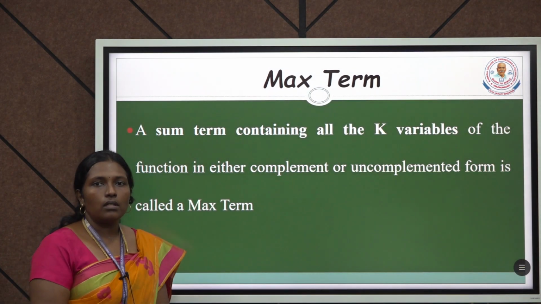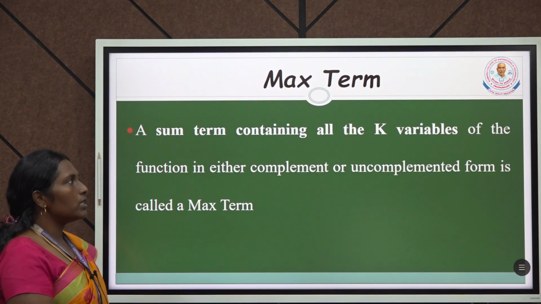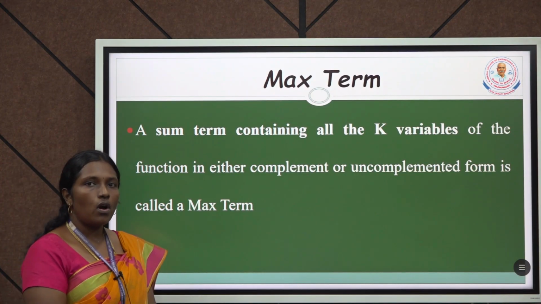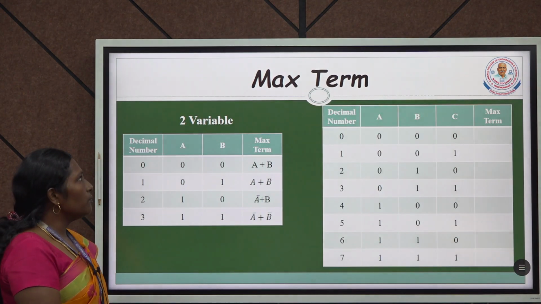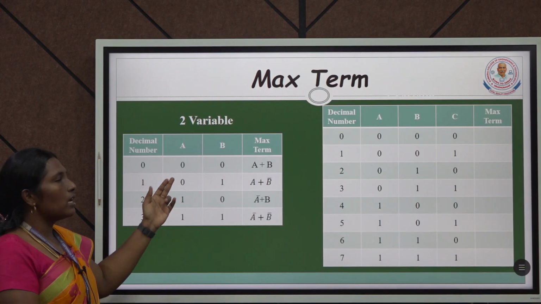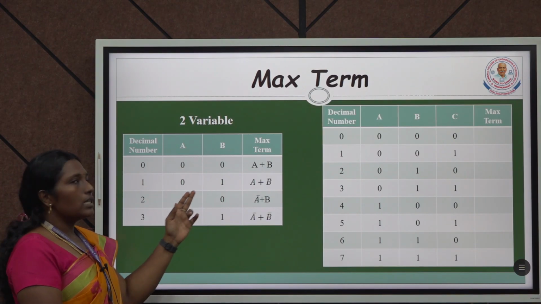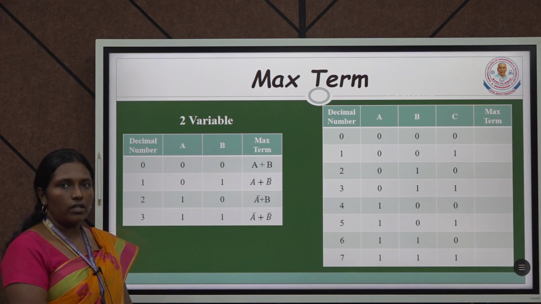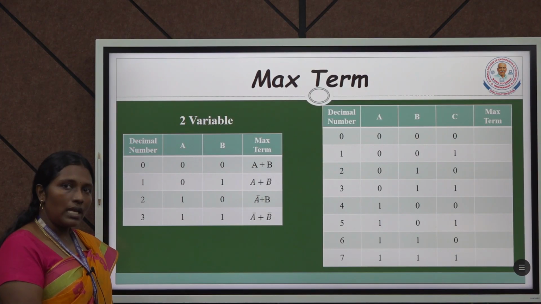Next we will dive into what are max terms. A max term is a sum term containing all the k variables of the function in either complemented form or uncomplemented form. Let us see the truth table for the two variables. Here, as I already said, 0 is considered as the output. We will be taking 0 as A, that is uncomplemented form, and 1 as complemented form. So for 0, 0, the max term will be A plus B.